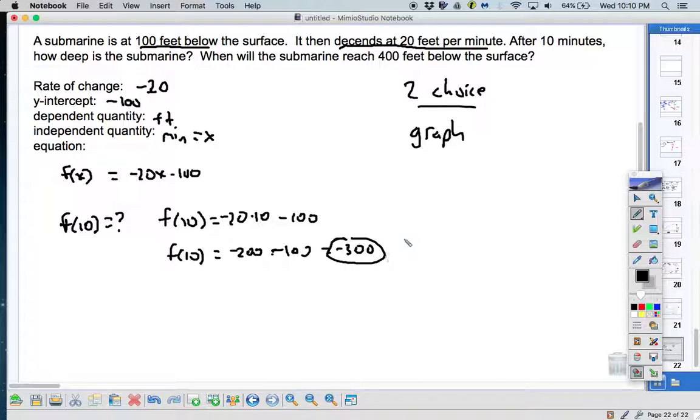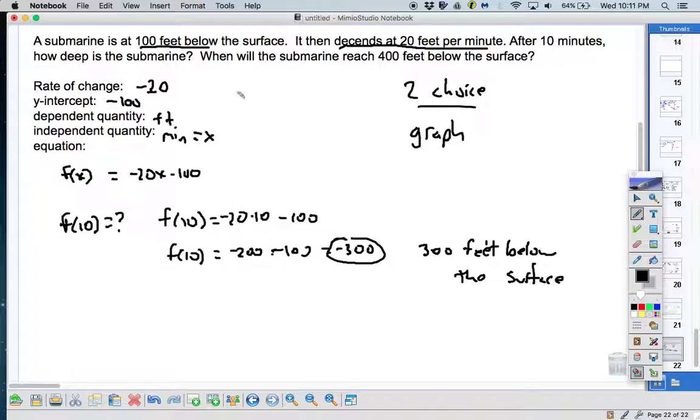Okay? And it's really important that you answer the whole question. Don't just say negative 300, but you are 300 feet below the surface. Because the question was asking how deep is the submarine. Make sure you answer the question. So the answer is 300 feet below the surface.